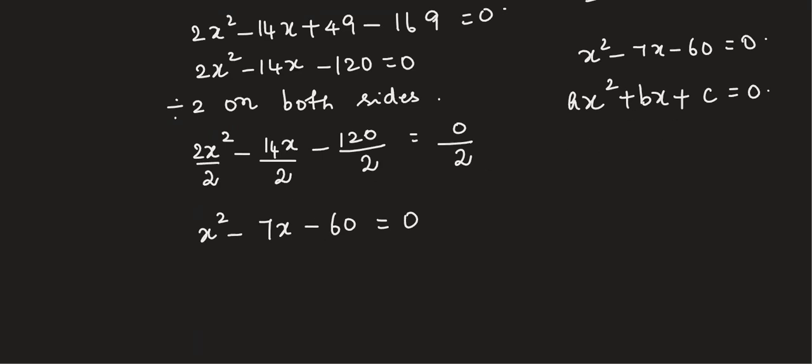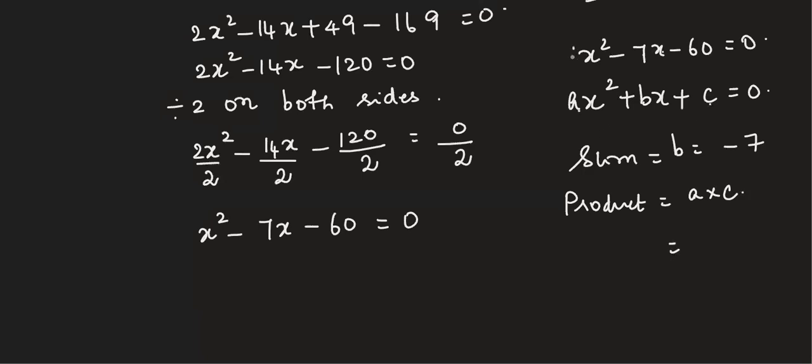Now I'll have to find two numbers whose sum should be equal to the coefficient of x, which is b, which is nothing but negative 7. So always consider the sign also. That is the coefficient of x, it should carry the sign. And whose product, if I multiply, should give the value of a into c, that is the coefficient of x square into the constant term.